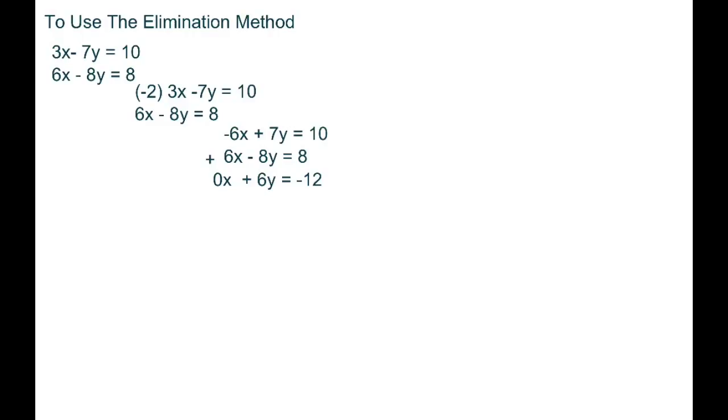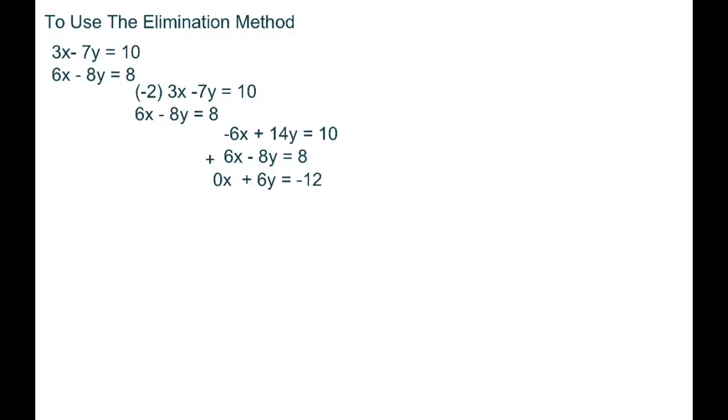Now you're probably wondering, well, whoa. Oops, my bad. Let me think about that for a second. I forgot to take the negative 2 times 7, and I will go do that now. So now we have negative 6x plus 14y equals 10. Only because we took the negative 2 times both of them.